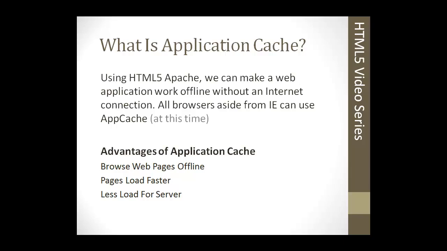And there's a lot of advantages of app cache, especially over the native browser cache system, the offlining web page system, which is very unreliable. This has really stepped it up. The advantages of application cache: obviously browse web pages offline, but they load faster, and it's less load for the server because you're getting the pages locally, so it's faster and just better performance. And if for some reason you didn't have an internet connection, you could still browse your web page.